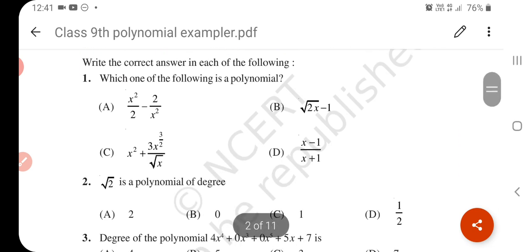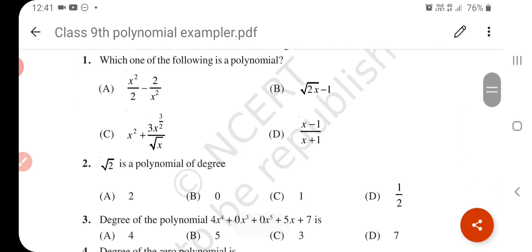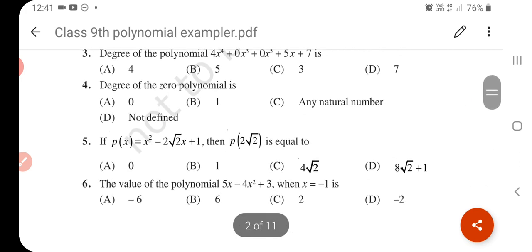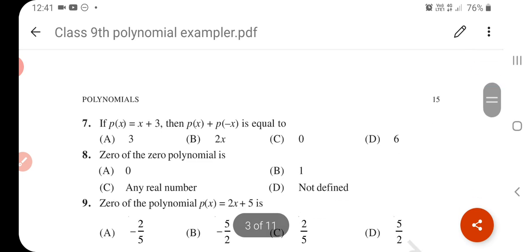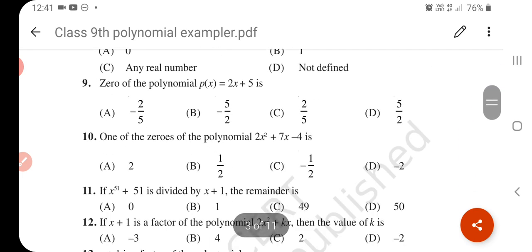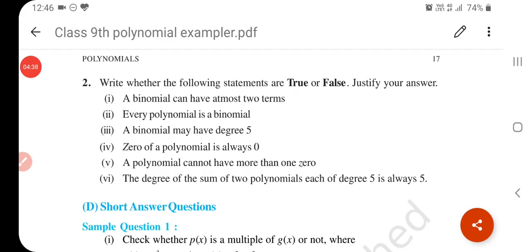Okay, understand? Which one of the following is a polynomial? So see, I think we have done these questions in our previous video. So now let's see some true and false. Write whether the following statements are true or false. Justify your answer. A binomial can have at most 2 terms. It's false, because a binomial has exactly 2 terms. Okay, not at most, it's exactly 2 terms.